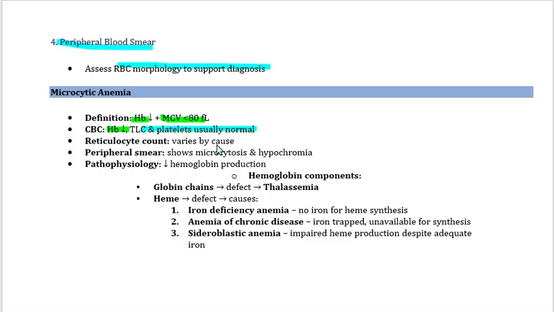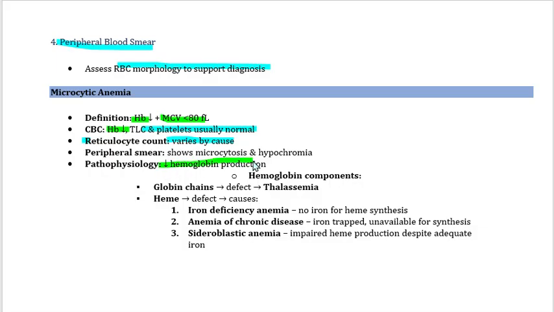Reticulocyte count varies by cause. For example, if there is iron deficiency or if there is blood loss or hemolysis, it will depend upon that. And peripheral smear will show microcytes, microcytosis and hypochromia.